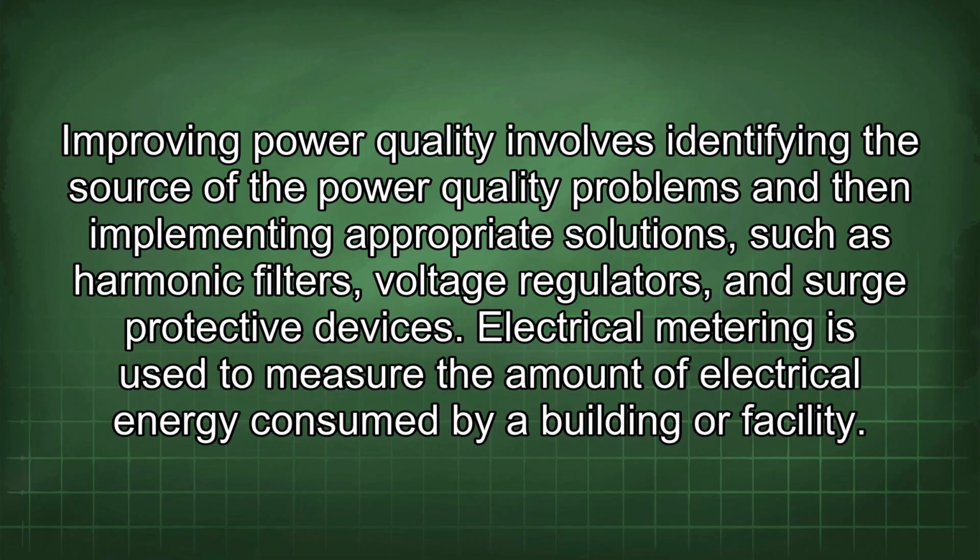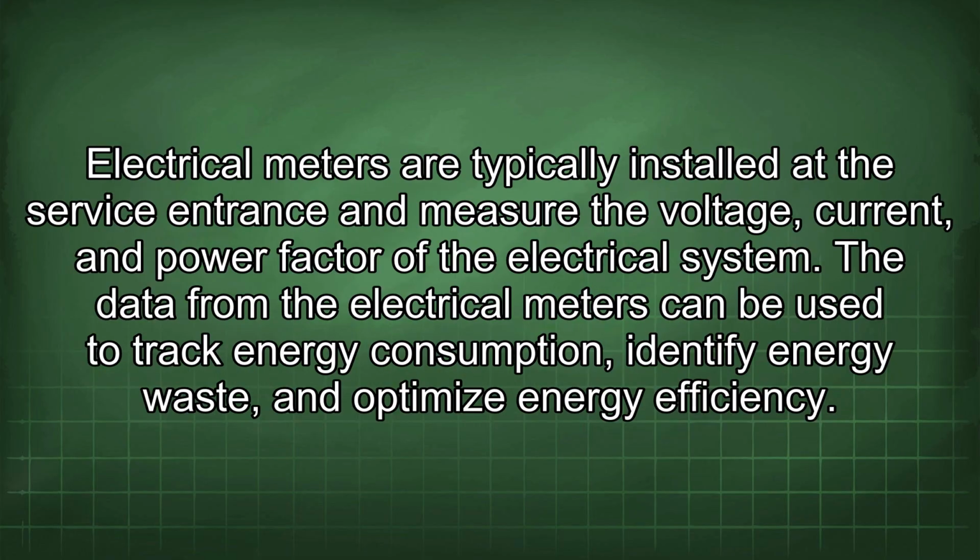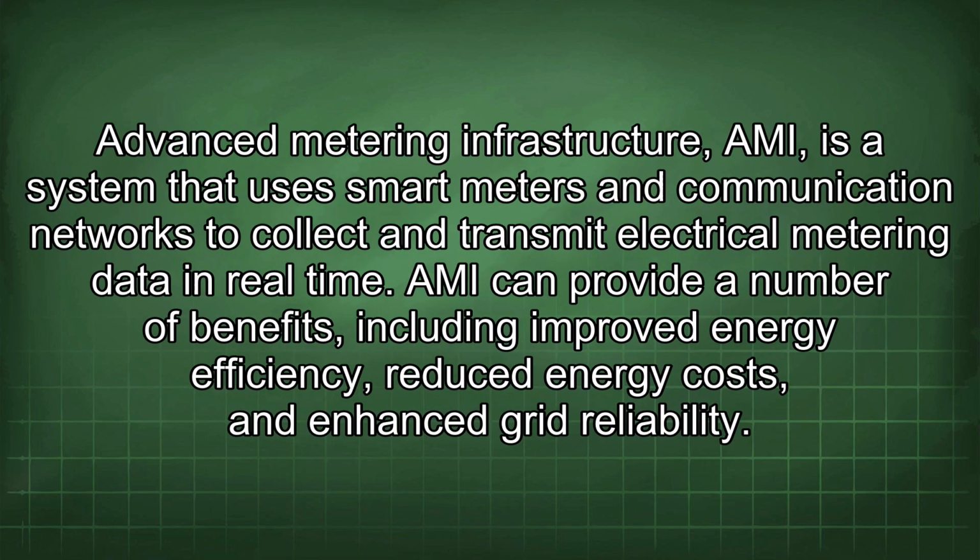Electrical metering is used to measure the amount of electrical energy consumed by a building or facility. Electrical meters are typically installed at the service entrance and measure the voltage, current, and power factor of the electrical system. The data from the electrical meters can be used to track energy consumption, identify energy waste, and optimize energy efficiency. Advanced Metering Infrastructure (AMI) is a system that uses smart meters and communication networks to collect and transmit electrical metering data in real time. AMI can provide a number of benefits, including improved energy efficiency, reduced energy costs, and enhanced grid reliability.